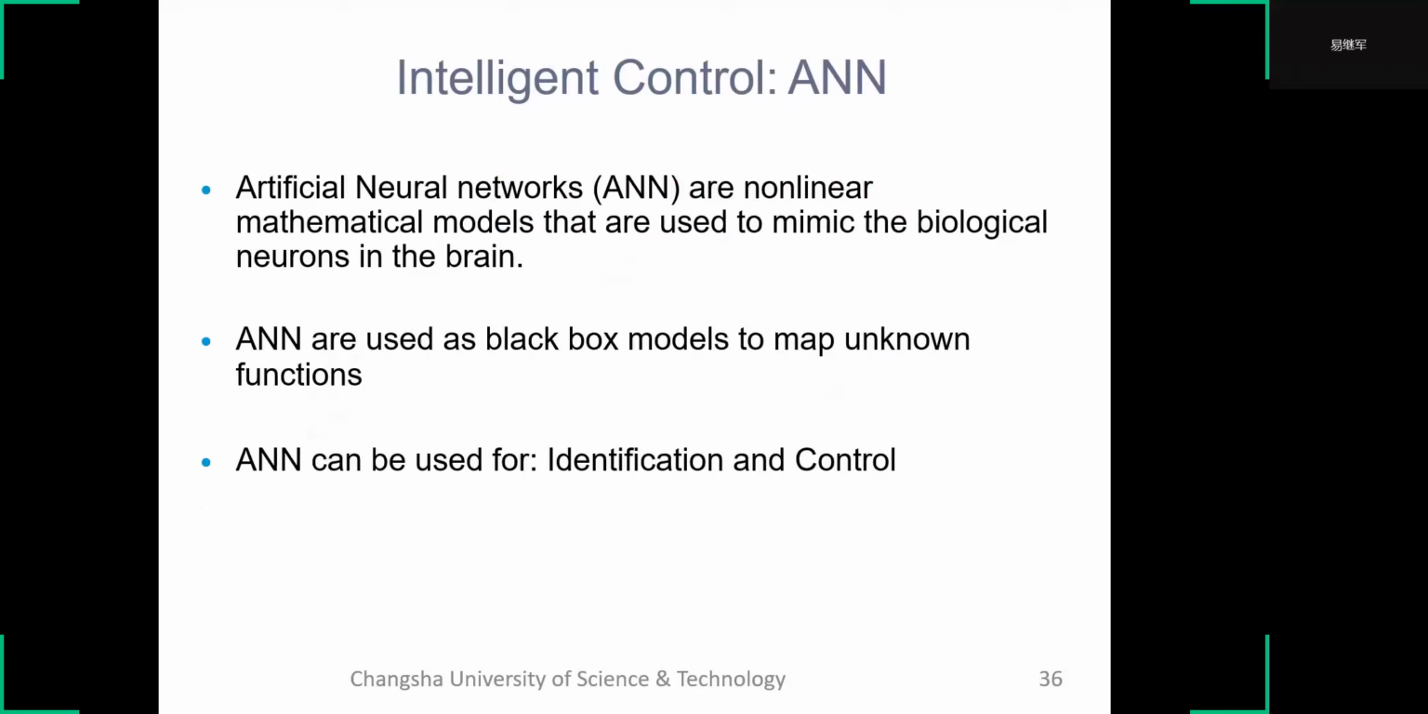Next, intelligent control, or artificial neural network. Artificial neural networks are nonlinear mathematical models that are used to mimic the biological neurons in the brain. ANNs are used as a black box. It's just like we don't know how the biological neurons work in the brain. We use the ANN as a black box to map an unknown function. ANN can be used for identification and control.